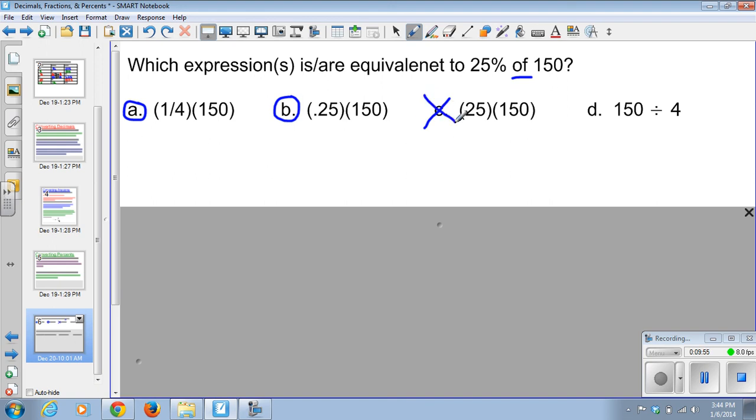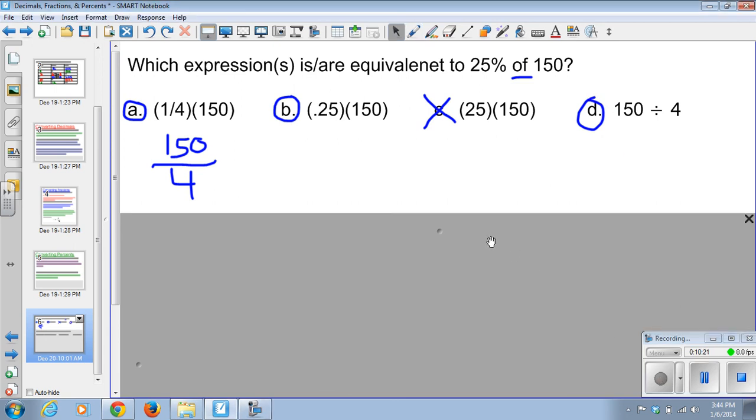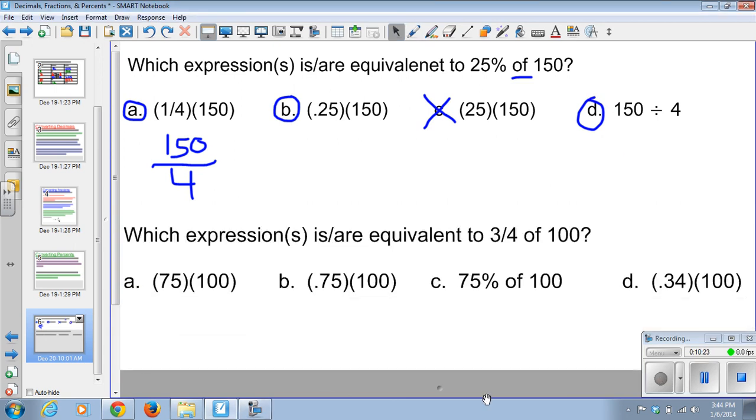And the last one, 150 divided by 4. Well, if we look back at option A, 1/4 times 150, that will give us, when we multiply through, 150 over 4, which we all know means 150 divided by 4. Therefore, option D is also equivalent. Please try the next one on your own. Pause the video here and see if you know this.